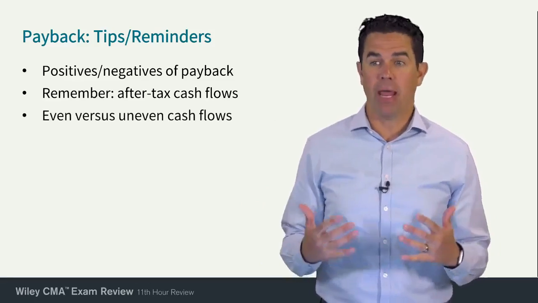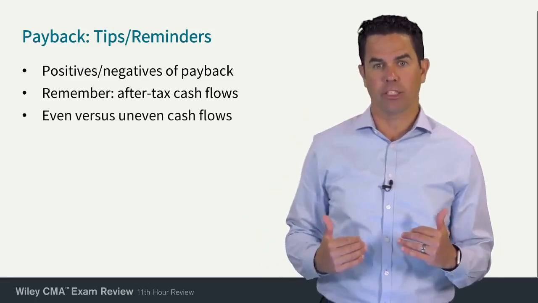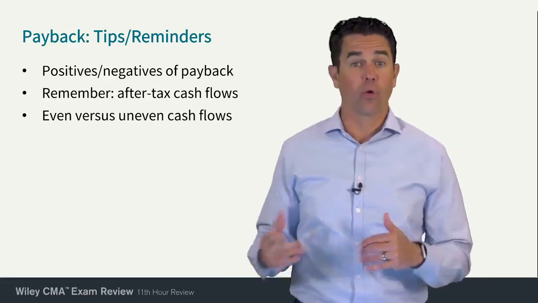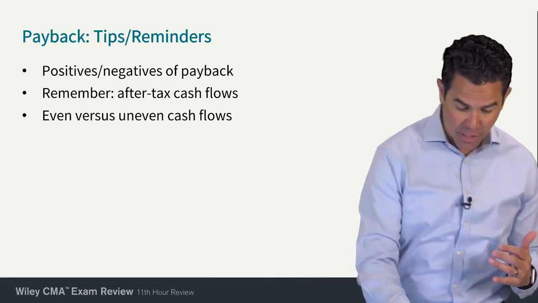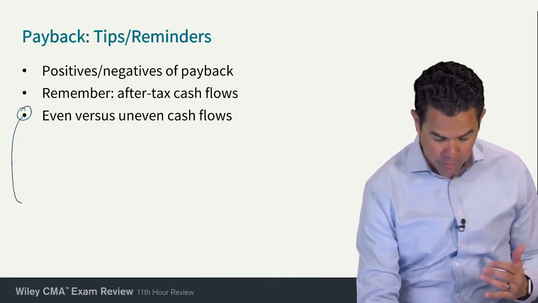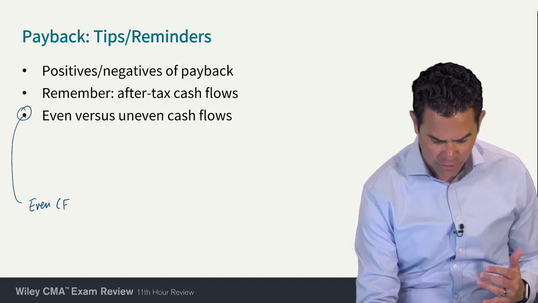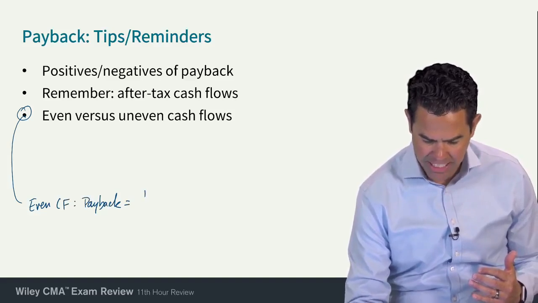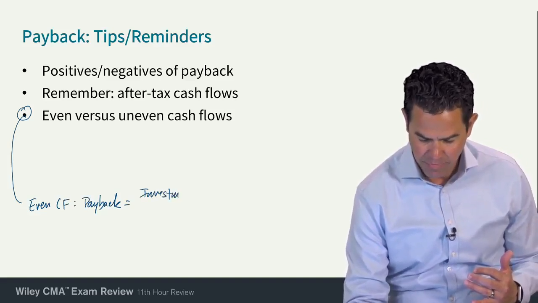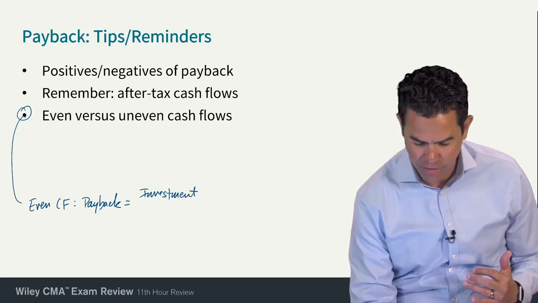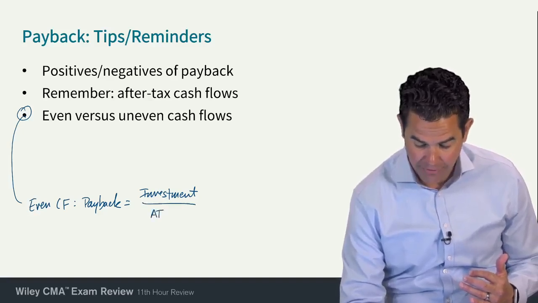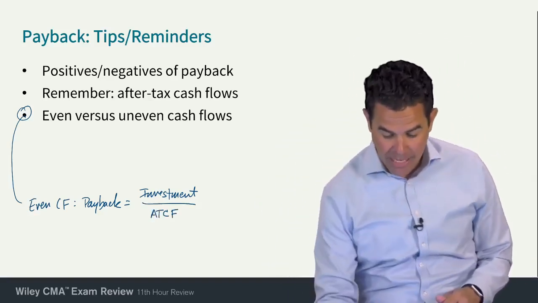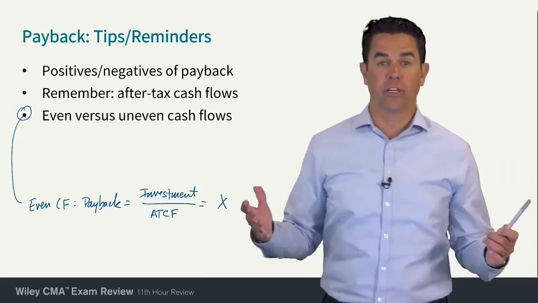Remember that the calculation of payback differs if the cash flows are expected to arise evenly versus unevenly over the life of the project. If the cash flows are even, well, then it's pretty easy, right? Even cash flows, payback is a fairly simple calculation. It's the investment, the cash outflow at time zero, divided by those after-tax cash flows. And you can see the acronym I've built there. But as long as those are the same, well, then that's your answer, and it's fairly straightforward.